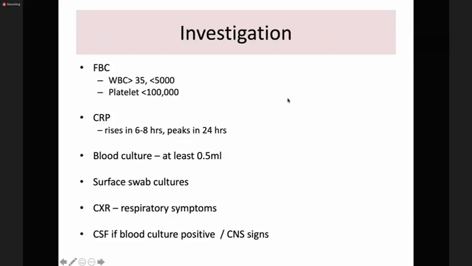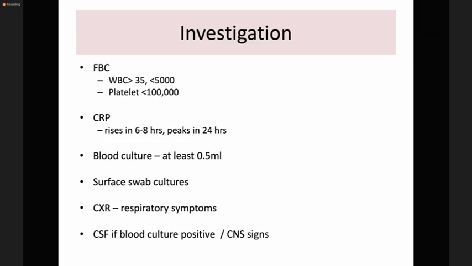So what are the investigations that we do? We should do a full blood count. The white cell count may be either high or low, so it may be more than 35,000 or less than 5,000. Platelet count may be less than 100,000. CRP may be normal initially if you do it soon after birth because it takes 6 to 8 hours to increase and it peaks after 24 hours.